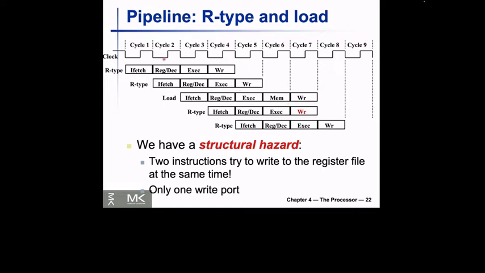So in this example, at the 7th clock cycle, which is the 5th stage of the load instruction, you need to do the write back. But at the same time, this R-type instruction is also at its 4th stage, which is write back. So we have some conflict here. This is what we call the structural hazard. Two different instructions try to write to the register at the same time. That's problematic. So how do we handle that?